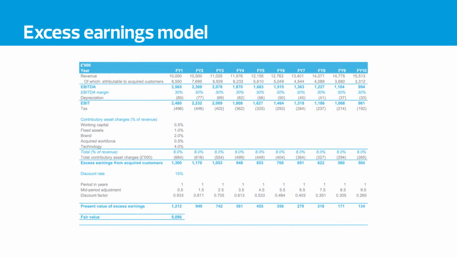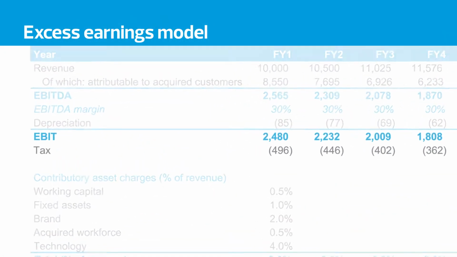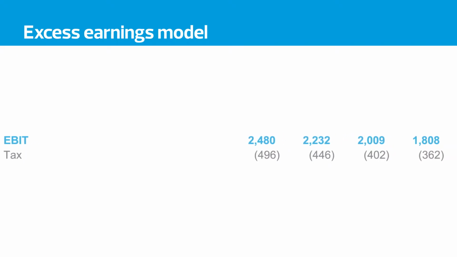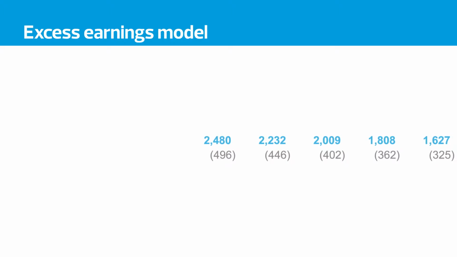Okay. The next step then is to take off tax. An important thing to think about there is if there's any changes in tax rates in the future, you'd need to incorporate those in your forecast model. Or if it's overseas? Exactly. If it's overseas, you might need to use a blended tax rate or the tax rate of the country where that intangible asset sits.